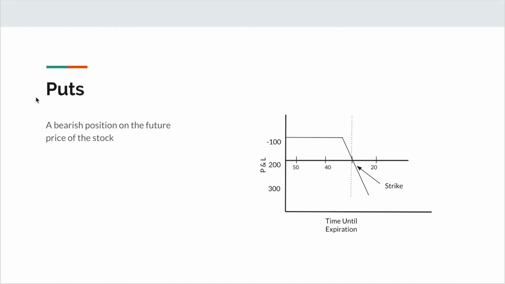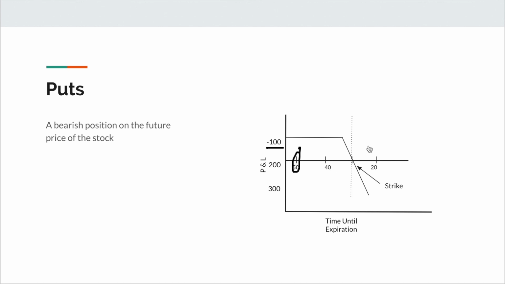On the flip side, there's something called a put option. Puts mean that you have a bearish position on the future of the stock. You are not betting for the stock to go up. Instead, you are betting that the stock will go down in the future. That means you enter a contract for a lower strike price than the current trading price. So if the stock is currently trading at $50 and you purchased a contract for $100, which is negative because this is the premium that you paid the seller of the contract, you set a strike price of $30.